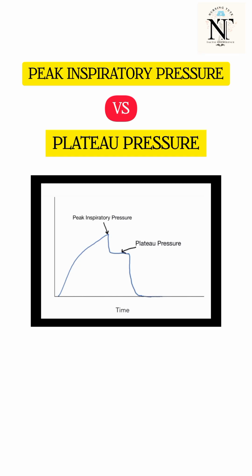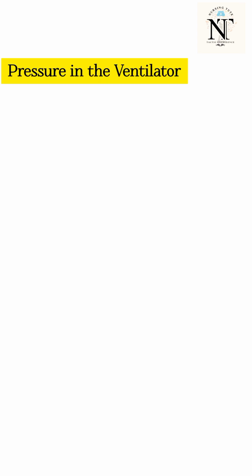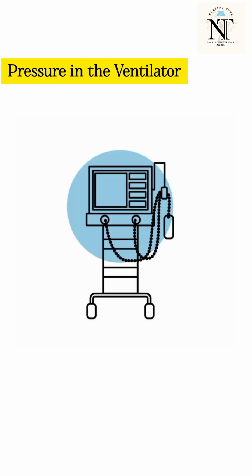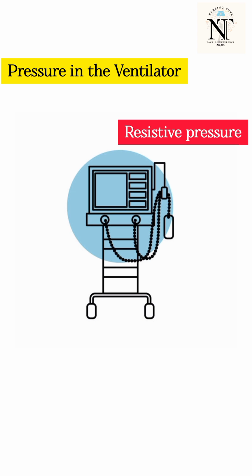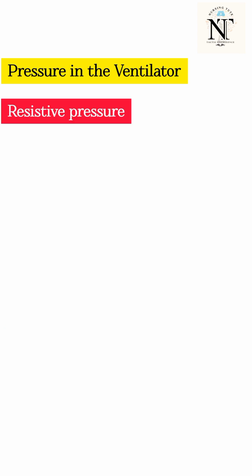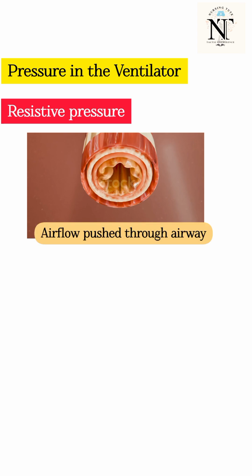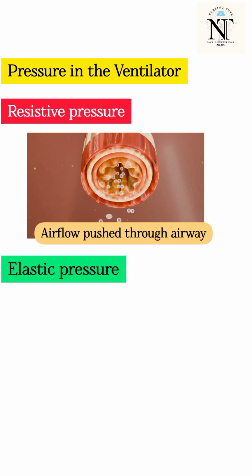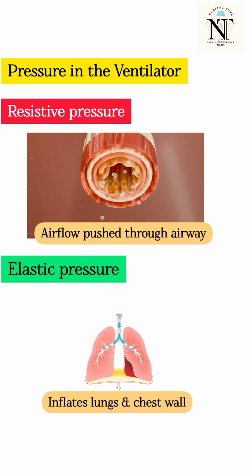Let's talk about the difference between peak inspiratory pressure and plateau pressure. The pressure in the ventilator is comprised of two parts. One is resistive pressure and another one is elastic pressure. The resistive pressure is that which is encountered when airflow is pushed through the airways, whereas the elastic pressure is that which inflates the lungs and the chest wall.